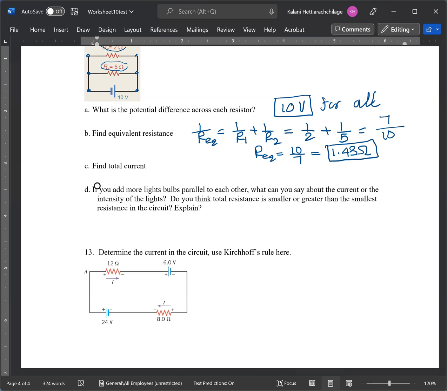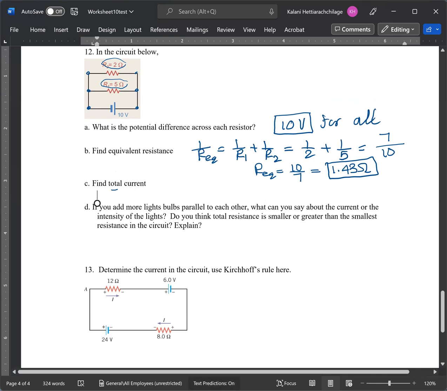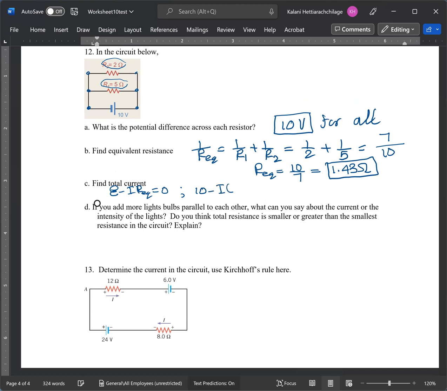Okay, so now we need to find the total current, right? Total current, we can write epsilon minus I R equivalent is equal to 0. So now we know that we have 10 volts minus current times R equivalent, which is 1.43, equal to 0. And then you're going to find I equal to 10 divided by 1.43. That will give me around 6.999 amps.